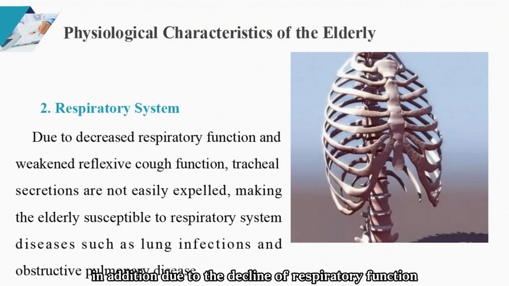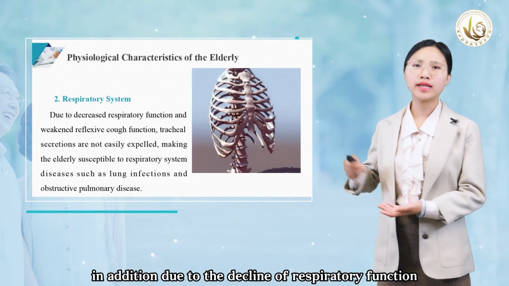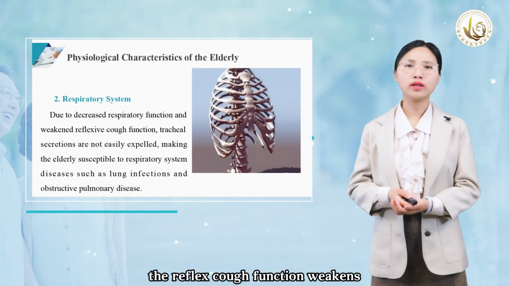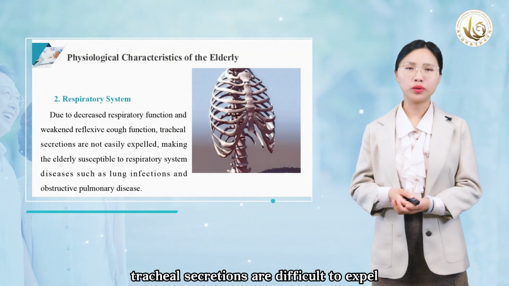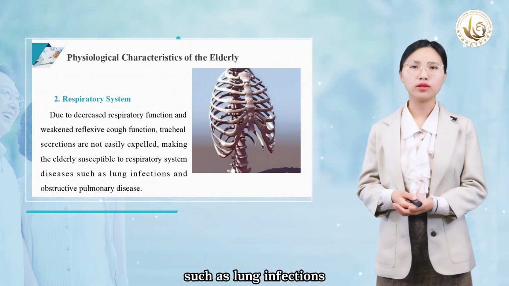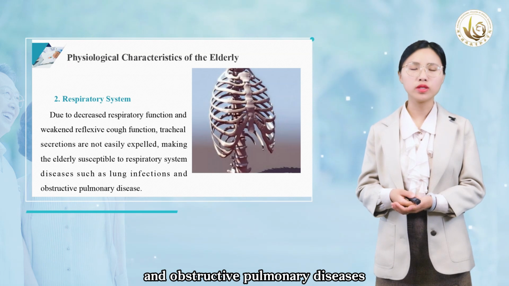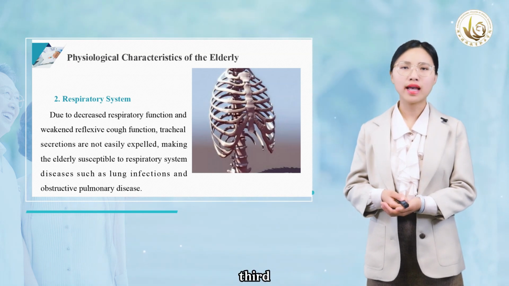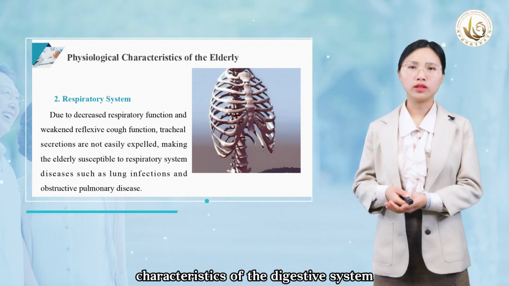In addition, due to the decline of respiratory function, the reflex cough function weakens. Tracheal secretions are difficult to expel, causing the elderly to be prone to respiratory diseases such as lung infections and obstructive pulmonary diseases. Third, characteristics of the digestive system.